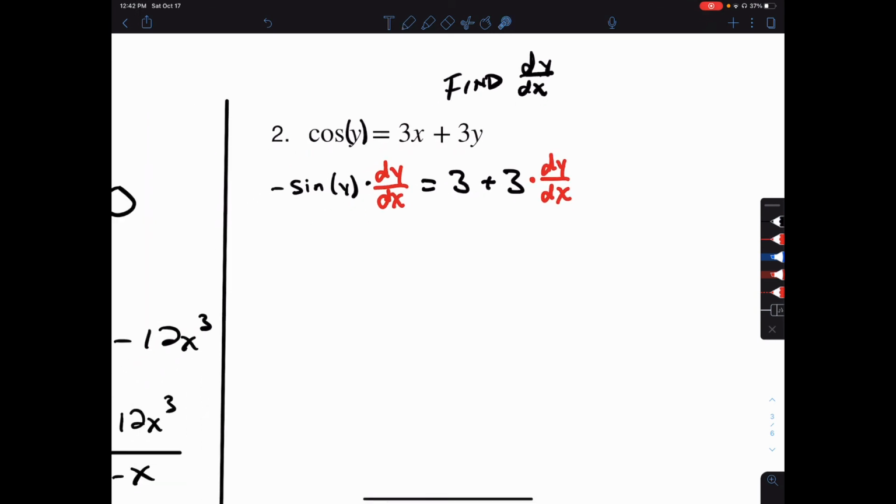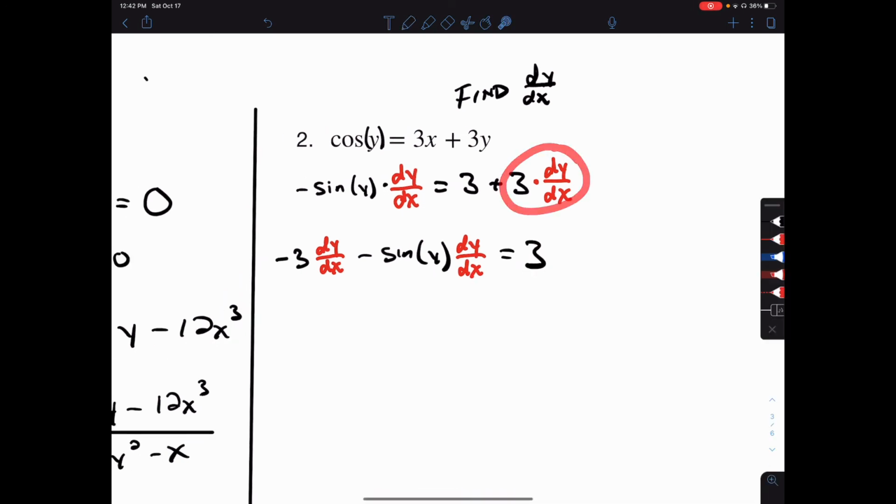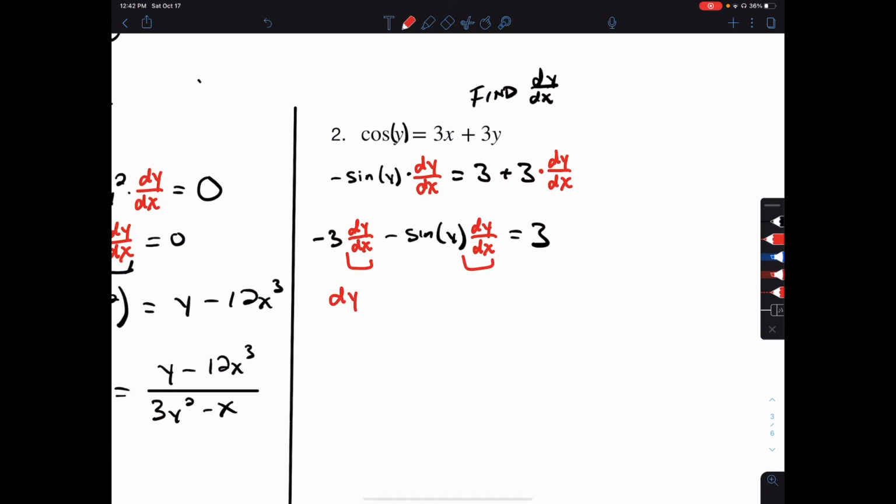Now, we're supposed to get dy over dx by itself. I'm going to subtract this from both sides. And that's going to give me a negative 3 times dy over dx minus sine of y dy over dx equals 3. I just subtracted this from both sides. Now I can factor out this GCF of dy over dx, leaving me with negative 3 minus sine of y.